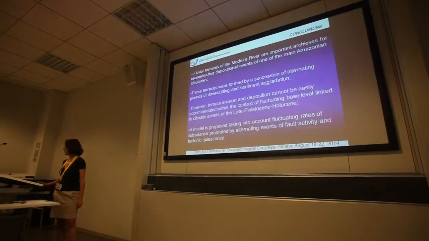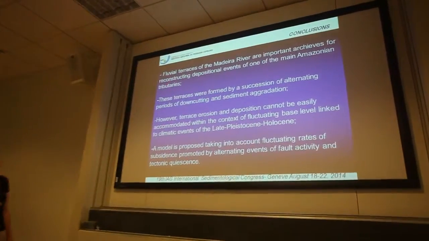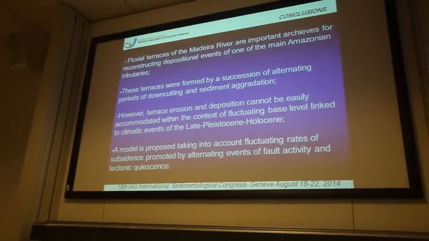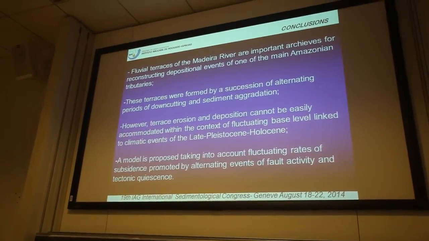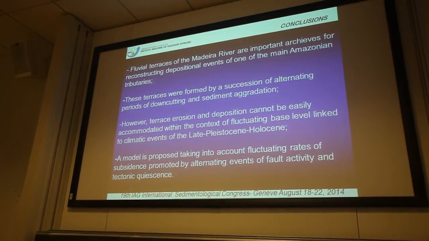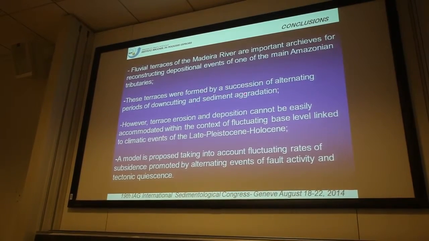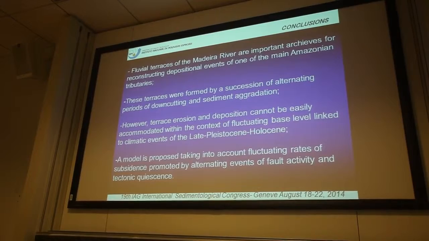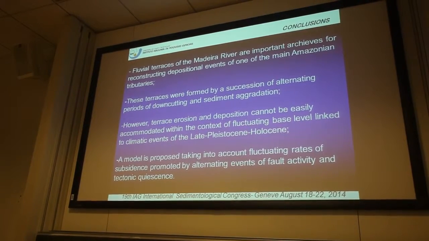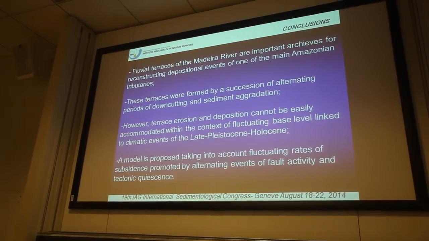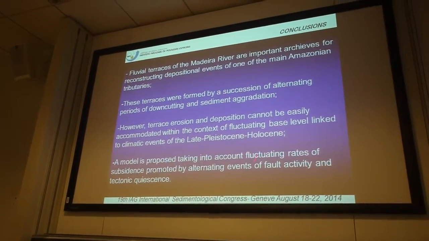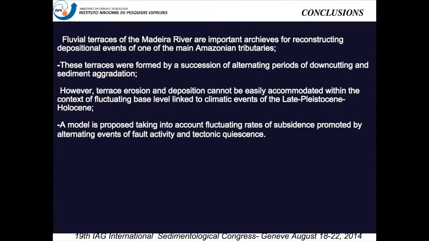So what I want to conclude here, because I don't have more time, is that fluvial terraces in the Amazon are very important archives for reconstructing depositional events in one of the main Amazon tributaries. I think the Madeira terraces can tell us a lot about what was going on there in terms of erosion and sedimentation, and this erosion and sedimentation cannot be accommodated very easily within the climatic model. I think fault activity was very important in producing these features and also in controlling the morphology of the Amazon system through time. That's all. Thank you very much.